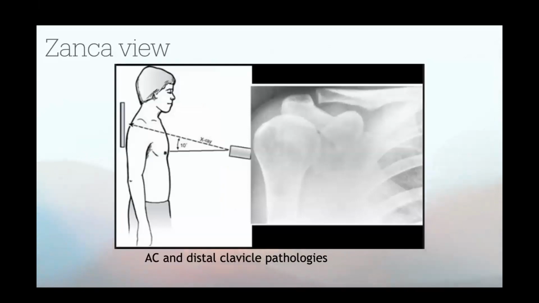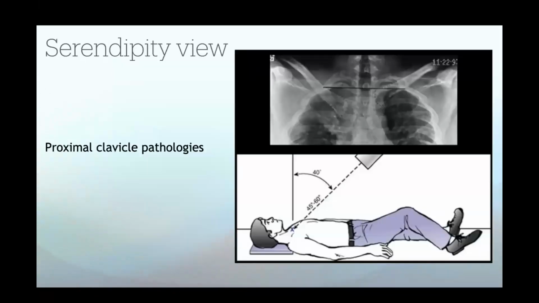Next is the Zanca view. The Zanca view is specifically for the AC and the distal clavicle pathologies. Patient is made to stand straight. AP view is shot, and the collimator is placed behind the shoulder. The beam of X-rays is tilted cephalad with an angulation of 10 to 15 degrees. Here you can see the AC joint clearly visible.